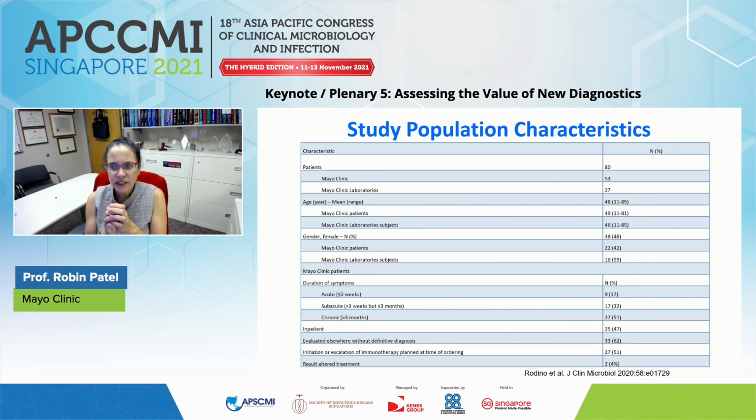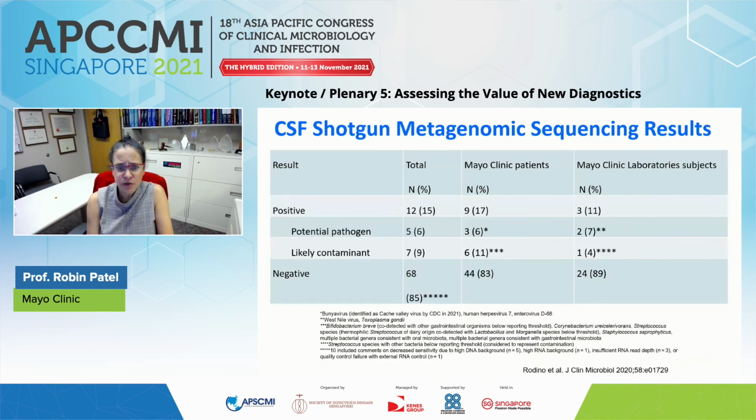What was interesting when we were able to look at the clinical characteristics, which was in the Mayo Clinic subset, is that the vast majority of these were either subacute or chronic central nervous system types of presentations, and that many had undergone pretty extensive evaluations elsewhere without a definitive diagnosis. So this is a very select population of patients, and this is what we found.